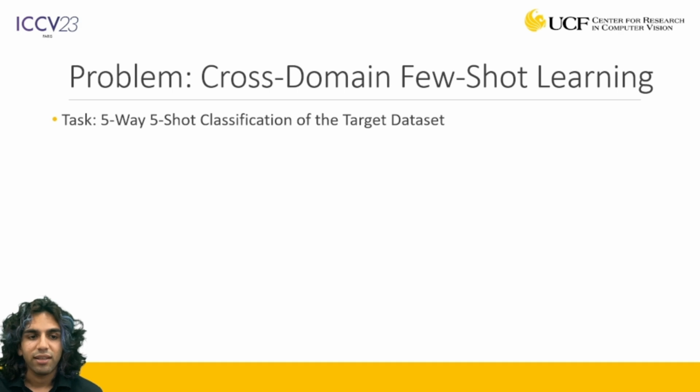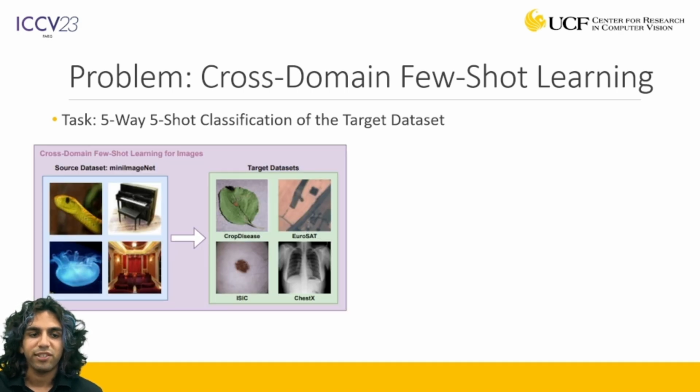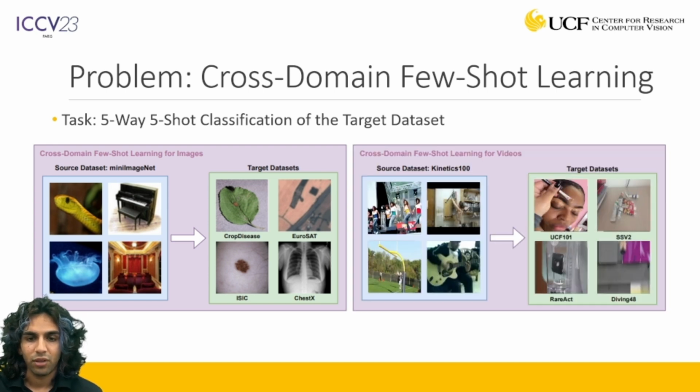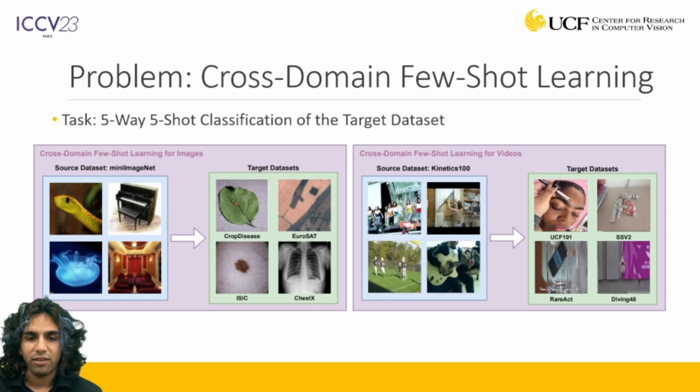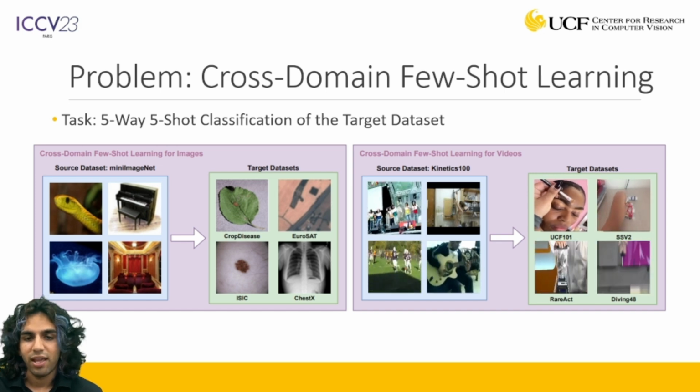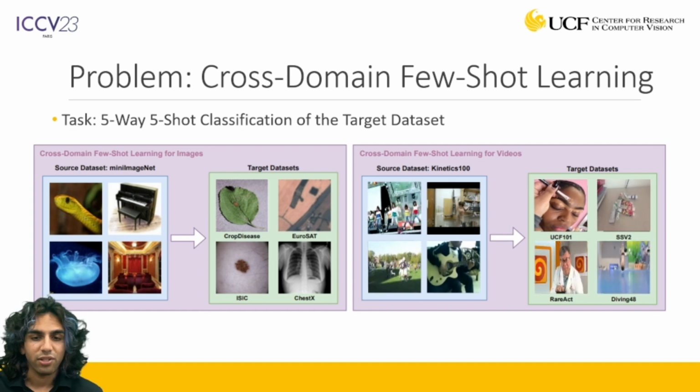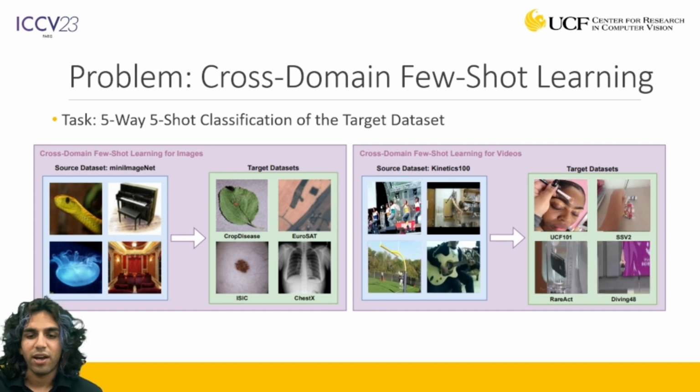Our task is 5-way 5-shot classification of the target dataset. Previous work for images uses miniImageNet as the source, and target datasets like CropDisease, EuroSAT, ISIC, and ChestX. For our problem, we use Kinetics as our source dataset, and challenging target datasets that have unique characteristics like unique actions that you wouldn't normally see, and fine-grained video classification tasks.